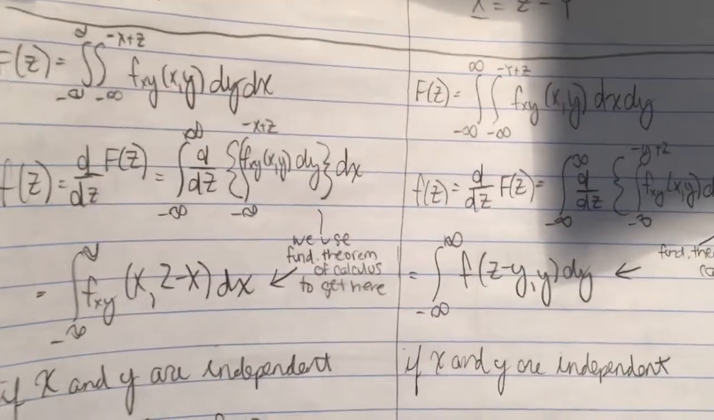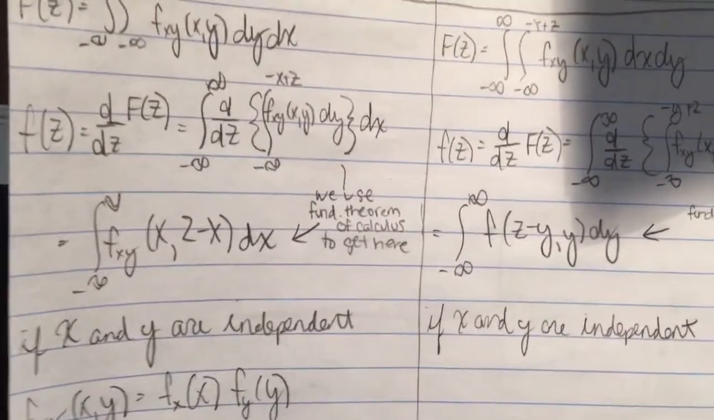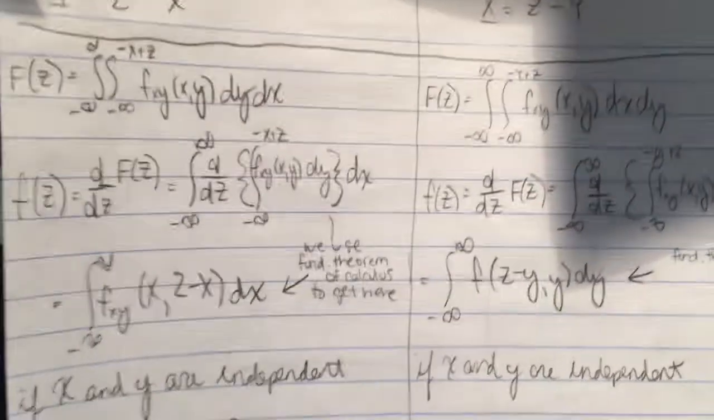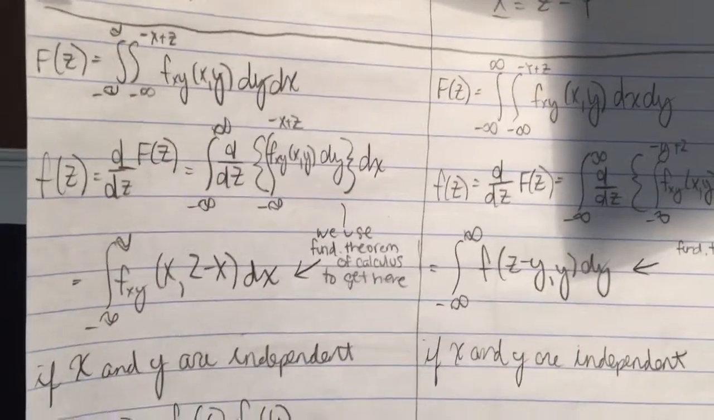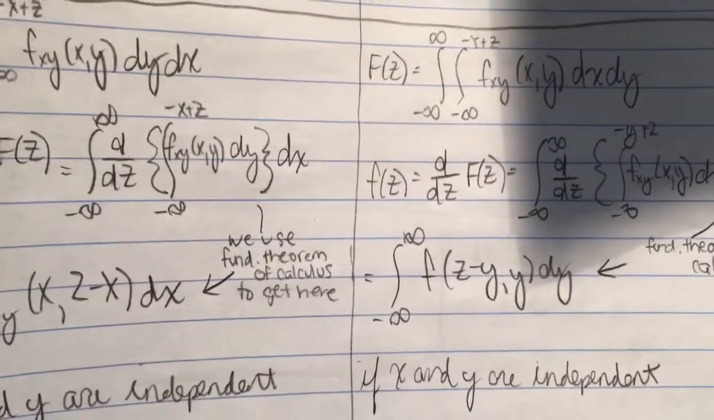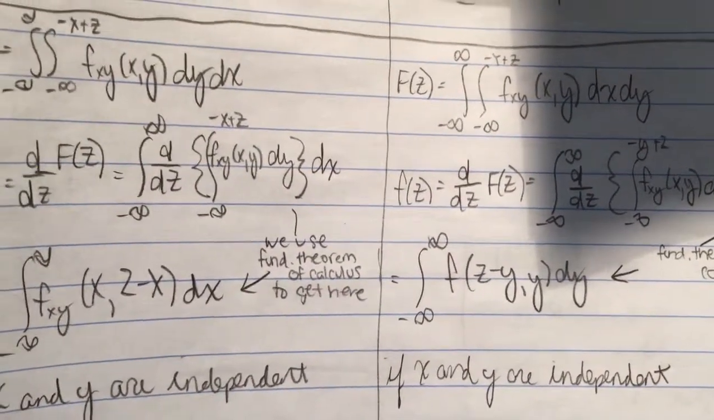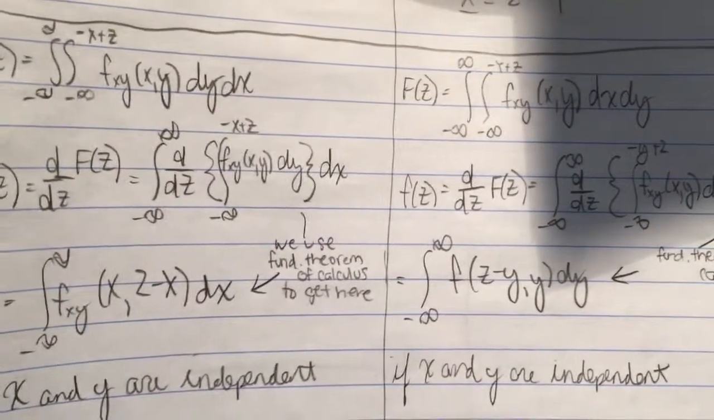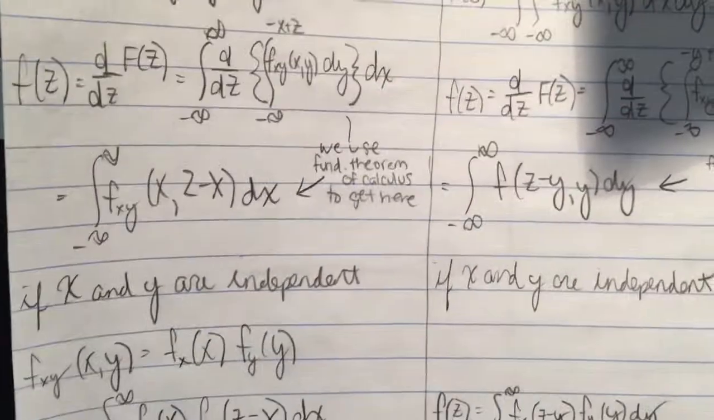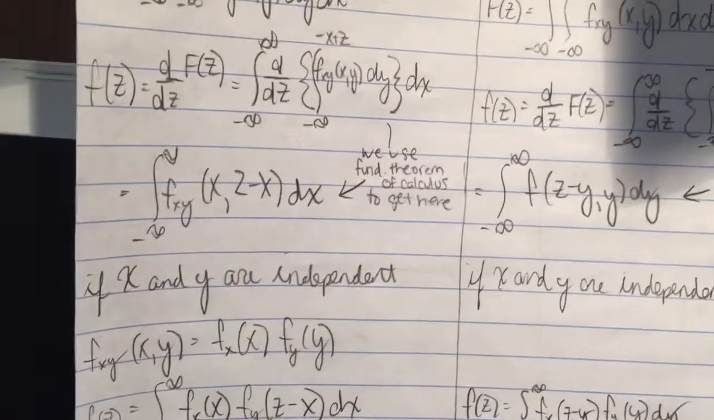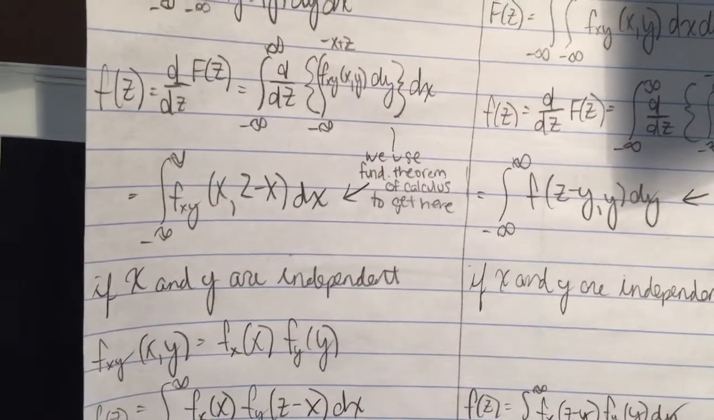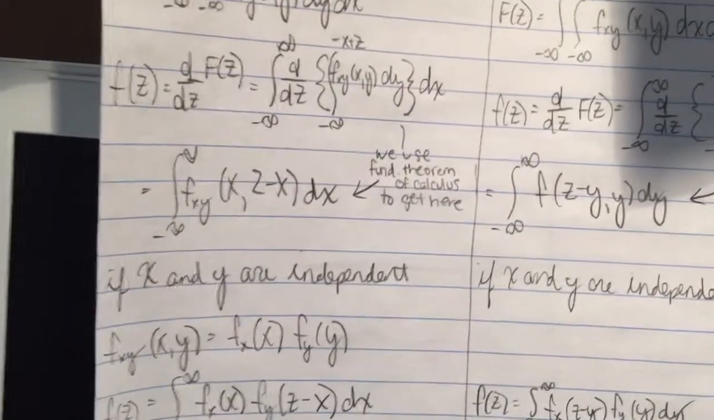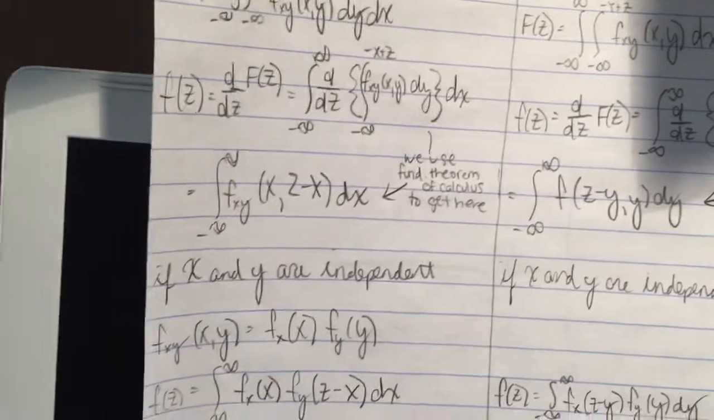To find little f of z, we need to take the derivative of big F of z. This is just a translated form. It's very ugly, but it's a translated form of the derivative of big F of z. And we use the fundamental theorem of calculus to get the integral from negative infinity to infinity of f of x comma z minus x, which is another way of saying y, dx.